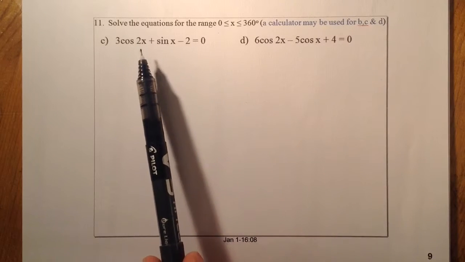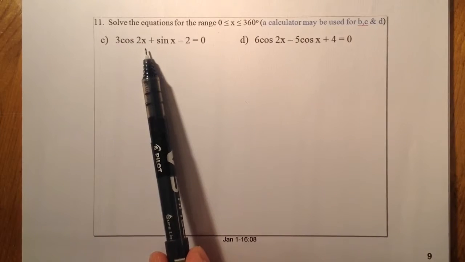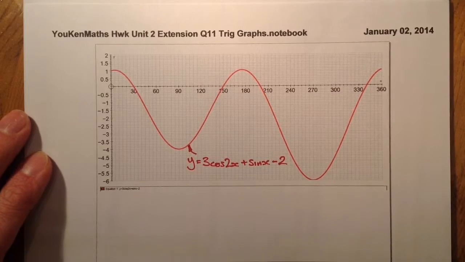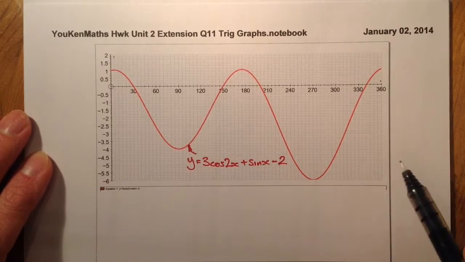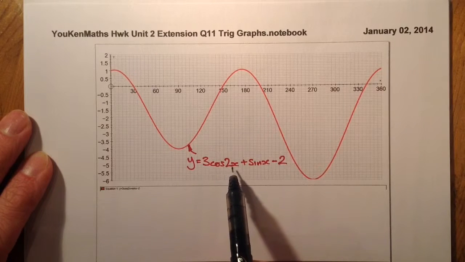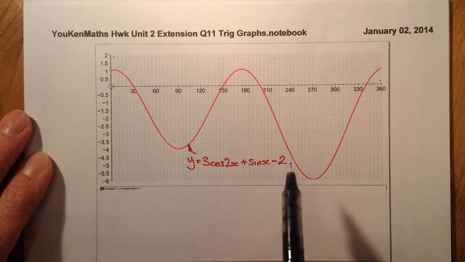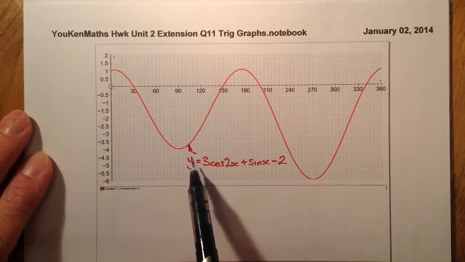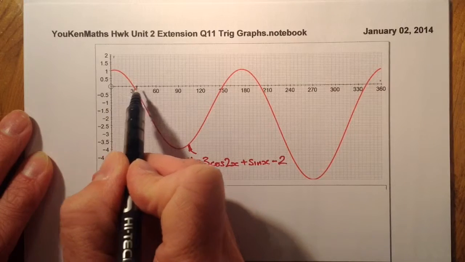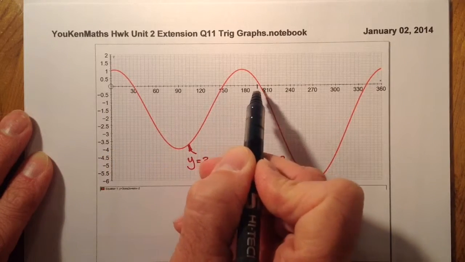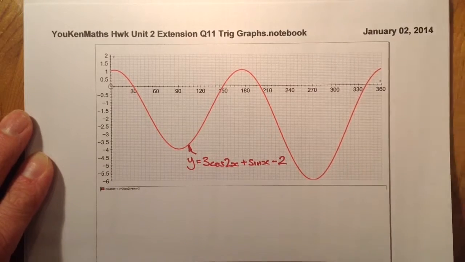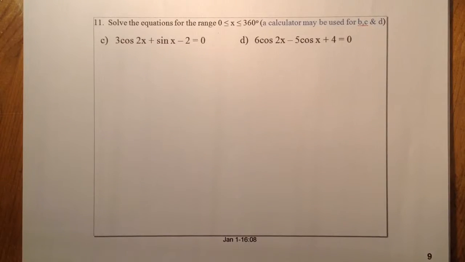I'm going to try and solve this equation that's sitting here. Again, if I look at that graphically, I would have quite a weird graph. I've got 3 cosine 2x plus sine x minus 2, and in the question it equals 0, so where y equals 0 is what I'm looking for. That would be the roots of this graph. So there's 1 mark there, 2 there, 3 there, 4 there. So I'm looking for 4 solutions within this graph, and that's where we're going to find the roots.